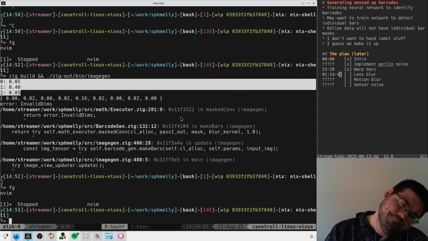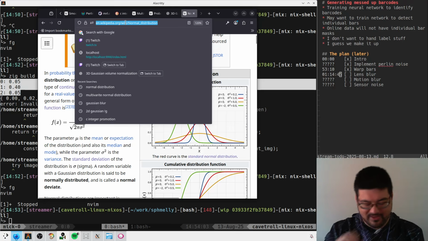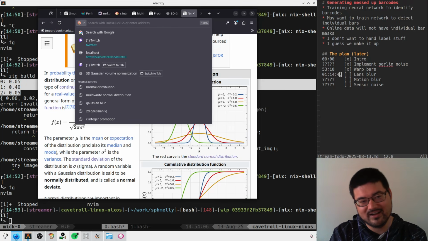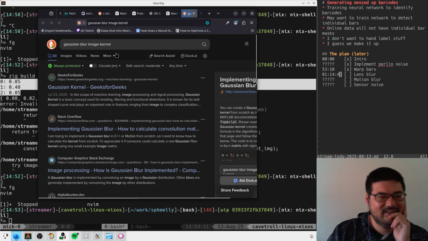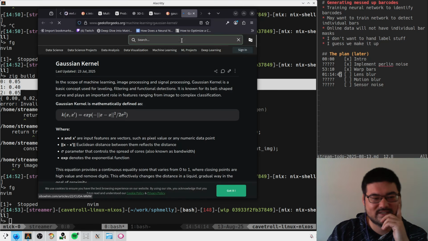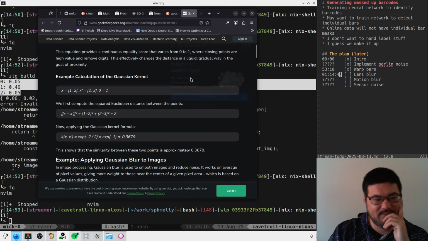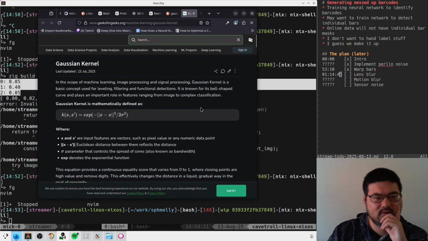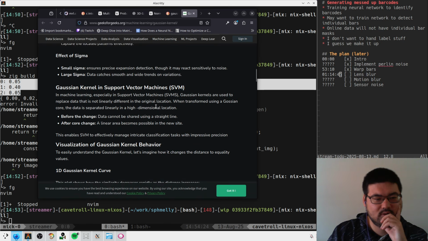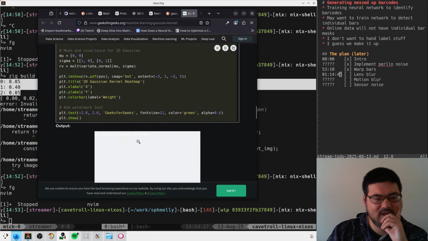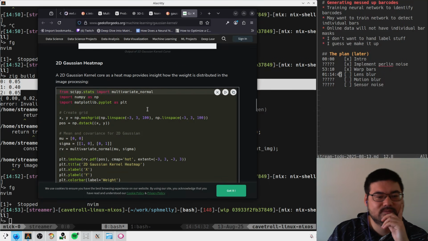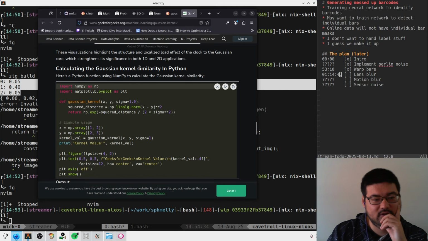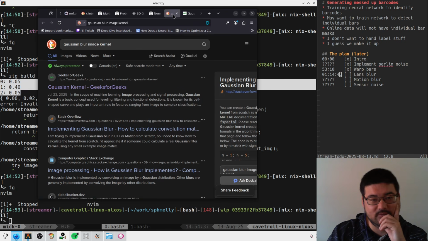So can we just look up Gaussian blur image kernel? Like, where does this come from? Am I doing something really stupid? Sick output, bro. I don't really want this. This isn't helpful.